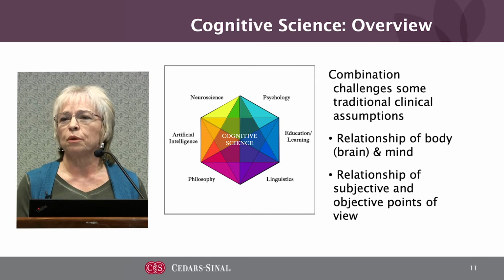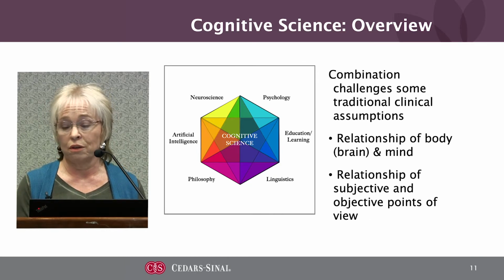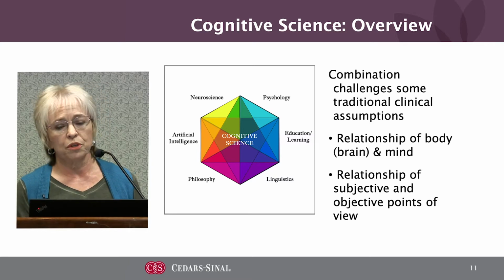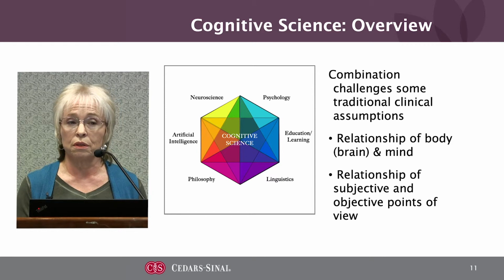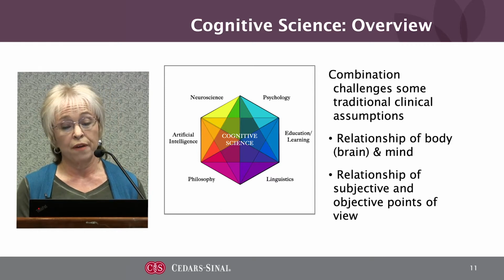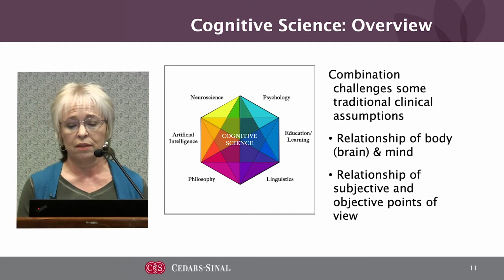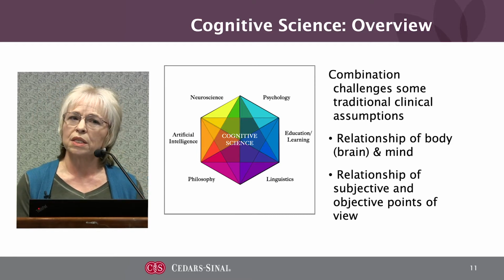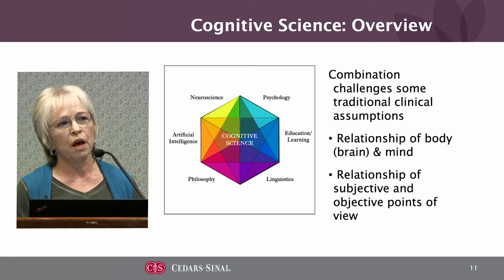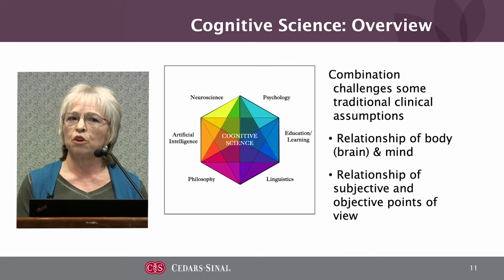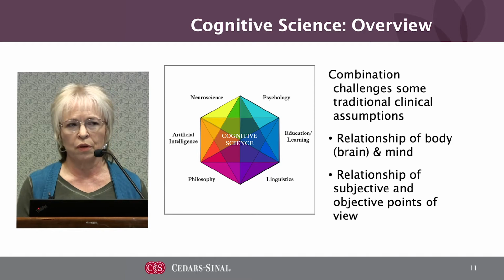As people from these different disciplines have gotten together to talk about cognition and the mind, some interesting evidence emerges from these different perspectives that brings some inherent challenges to the traditional clinical assumptions. For instance, that mind and body are separate, where in fact they seem to be more interrelated than that. And as I mentioned, there's a reconciliation of objective and subjective points of view, where psychology and philosophy bring more of a subjective point, and neuroscience and artificial intelligence and some of the others bring the objective. And people are finding ways to negotiate how those two points of view fit together.